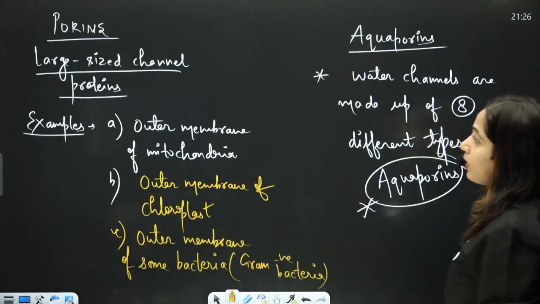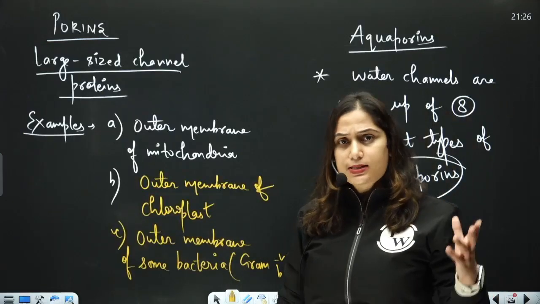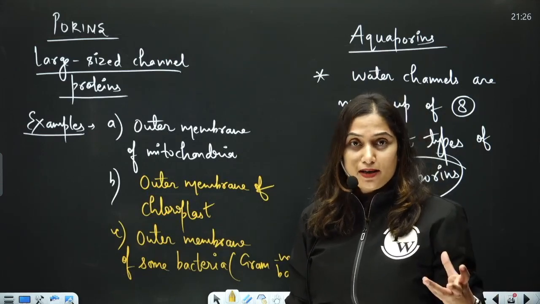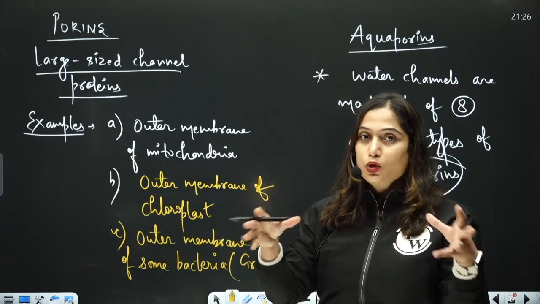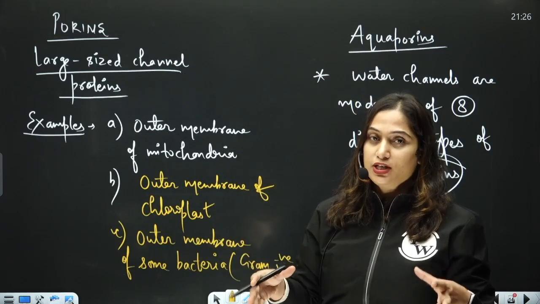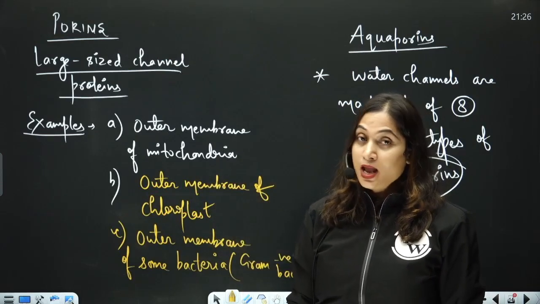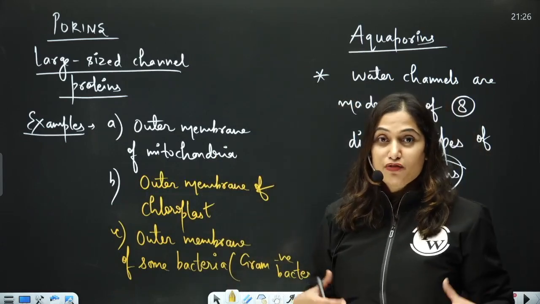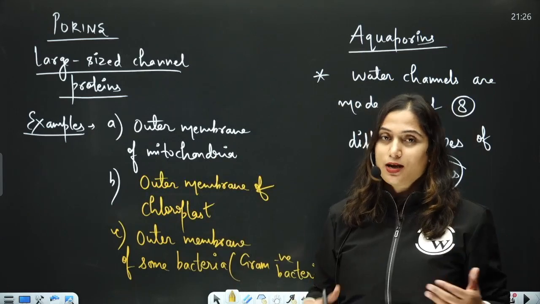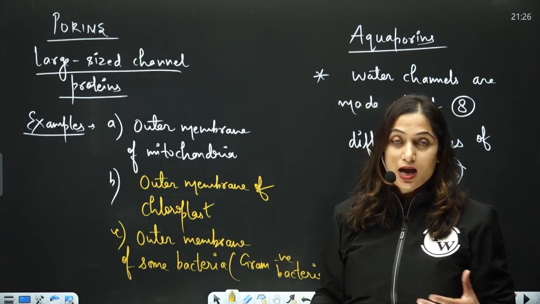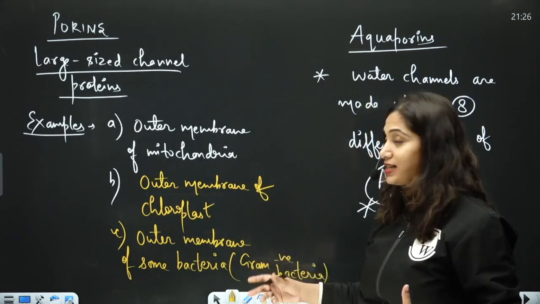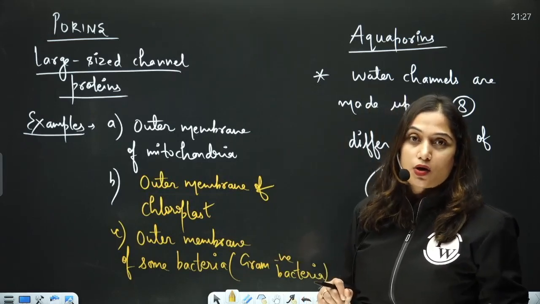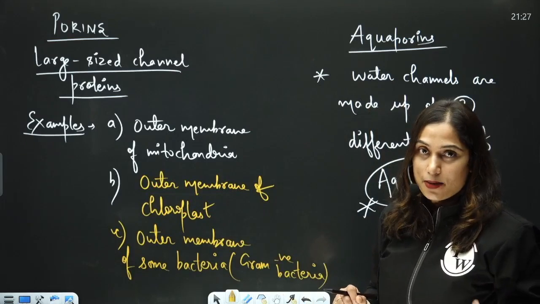Now, porins. Sometimes in the plasma membrane, the size of the channel proteins is bigger, and those large sized channel proteins are called porins. And where are porins found? Porins are found in the outer membrane of mitochondria, not the inner membrane. Outer membrane of mitochondria, outer membrane of chloroplast, and outer membrane of bacteria, most commonly the gram-negative bacteria, right?